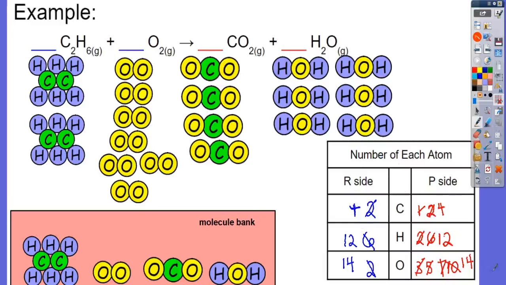So now all I need to do is update my coefficients. I use this molecule 2 times. I have 7 of this molecule. I have 1, 2, 3, 4 carbon dioxides. And I have 6 water molecules. For all of your checkpoint questions, you always need to write in your number of molecules. Never leave it blank for 1. If the answer is 1, you need to write in a 1.